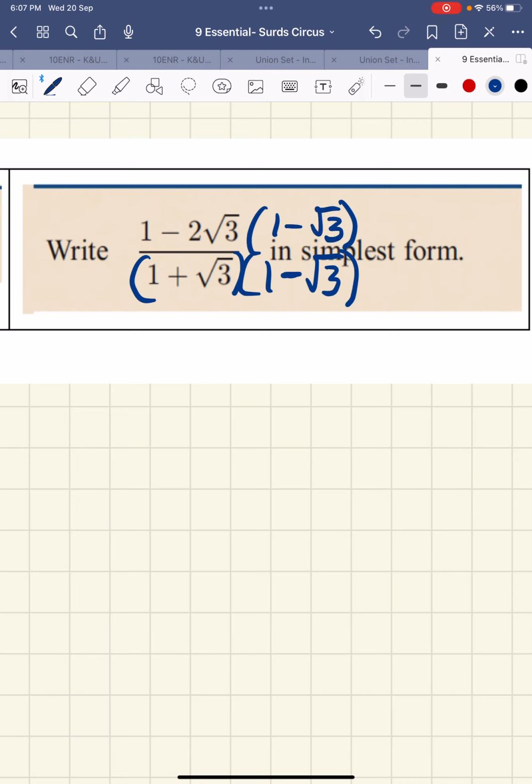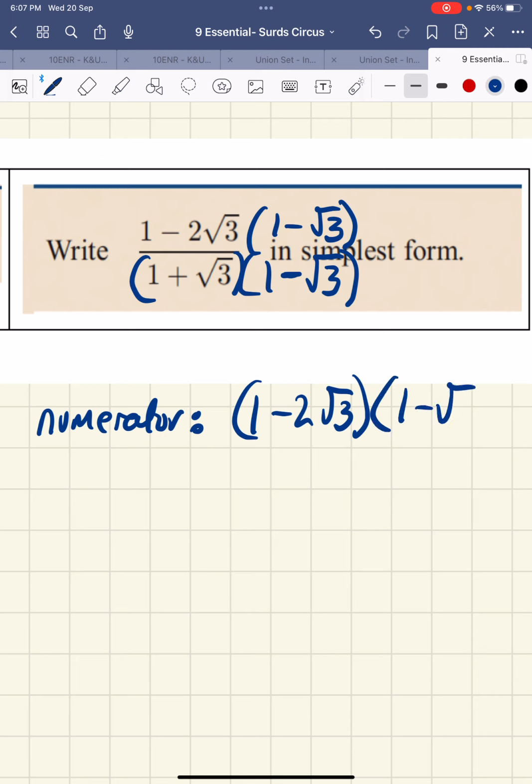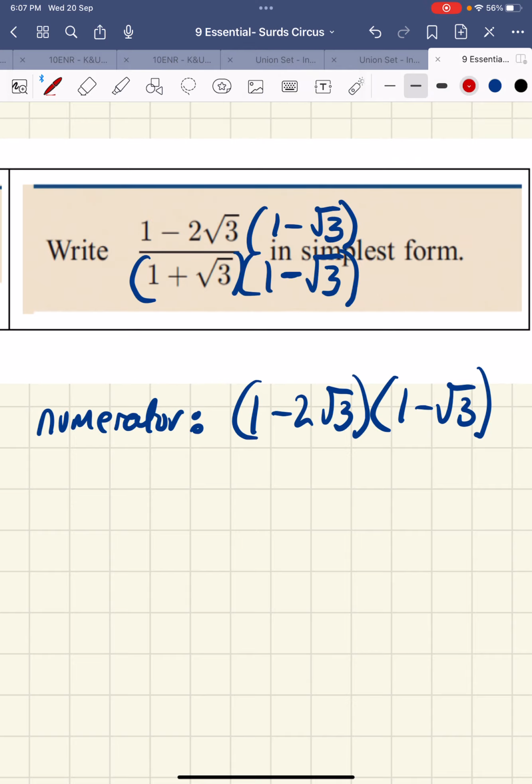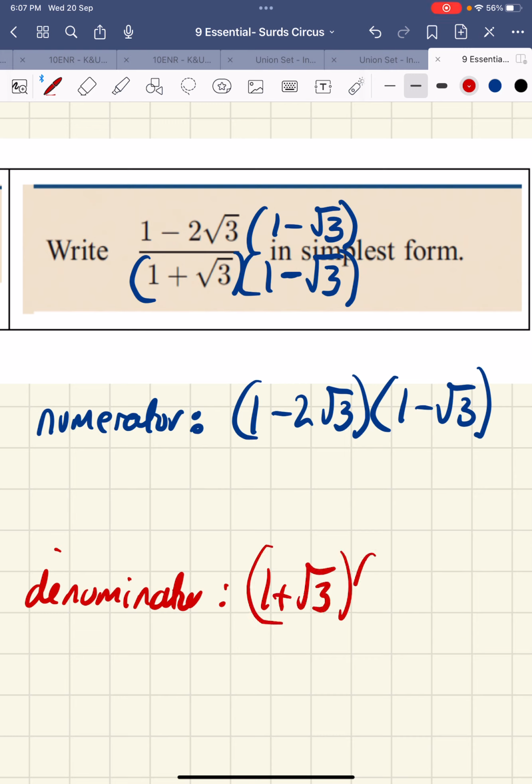All right, so let's just write that out. And I'm going to do this separately, right? We can take our time. We can do the numerator separately to the denominator. So the numerator, 1 minus 2 root 3, remember all in brackets, times by the 1 minus root 3. And then the denominator will be the 1 plus root 3 times by the 1 minus root 3. Now we're thinking and hoping that that denominator goes into a nice integer number. So let's start with the denominator.